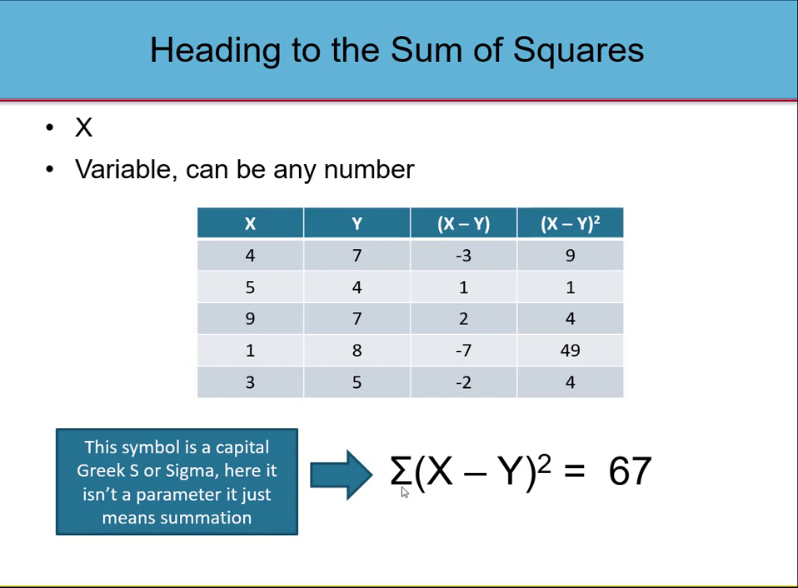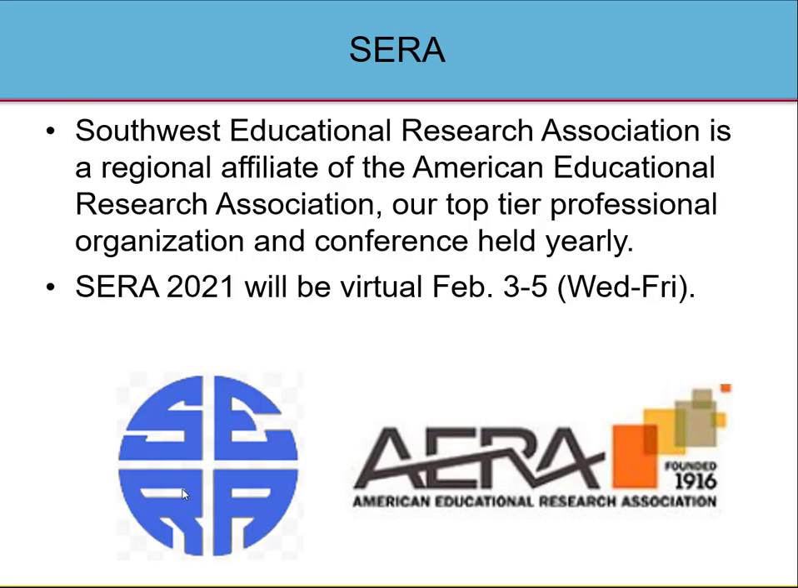-2 squared is 4. Now if I say sum this column, I'm not squaring it, I'm just saying sum this value, x minus y squared. So that's 9 plus 1 plus 4 plus 49 plus 4 is 67. And here, again, it's just a Greek S, a sigma. It's not a parameter, it's just summation.